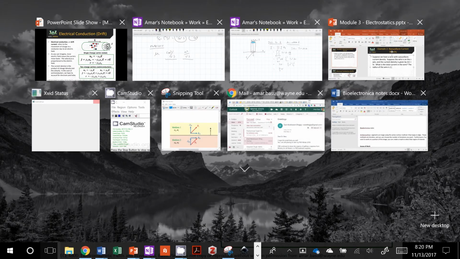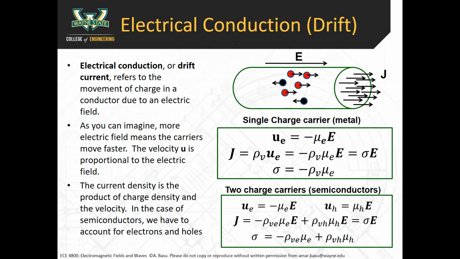Does mobility change with temperature? Yes, mobility changes with temperature. But we're not going to focus on that much in this class, just because that's more of a topic for electronics too. But yeah, good memory.